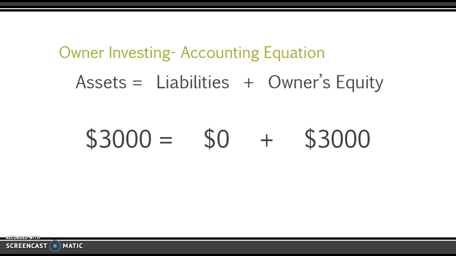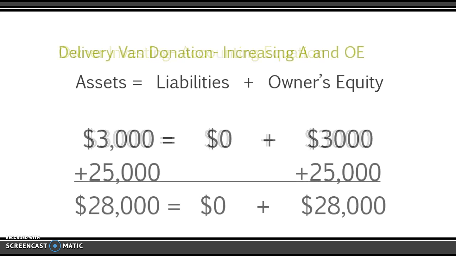As our business grows, though, maybe we want to start delivering the pizza. So we're going to need a delivery car, delivery van. There's going to be a number of different ways we can get this van. Let's just say I, as the owner, have a $25,000 van that I already own. I'm going to donate that to my business. So if I already own the van, then it's an asset we own. So it has a value. It increases our equity in the business. If we increase the assets, it's also going to increase the equity.